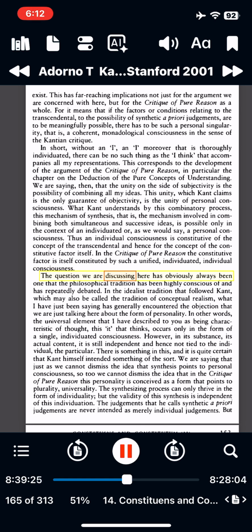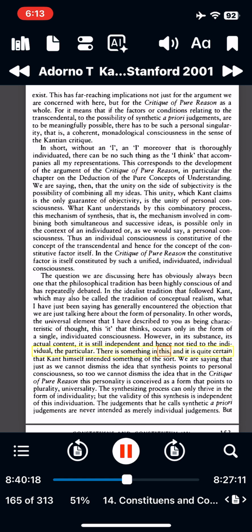The question we are discussing here has obviously always been one that the philosophical tradition has been highly conscious of and has repeatedly debated. In the idealist tradition that followed Kant, which may also be called the tradition of conceptual realism, what I have just been saying has generally encountered the objection that we are just talking here about the form of personality. In other words, the universal element that I have described to you as being characteristic of thought, this "it" that thinks, occurs only in the form of a single, individuated consciousness. However, in its substance, its actual content, it is still independent and hence not tied to the individual, the particular.